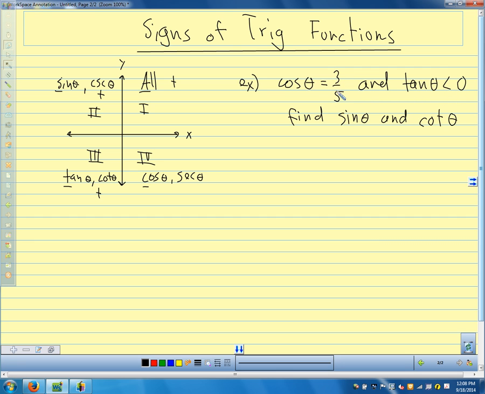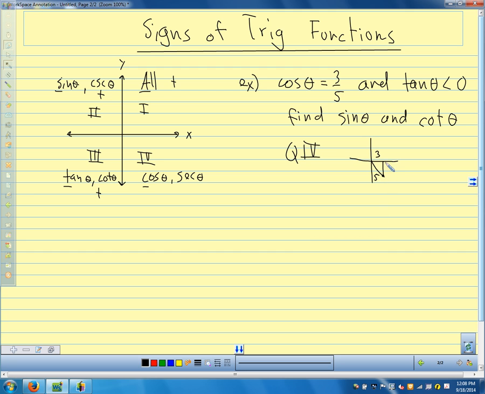We know that the cosine is 3/5 and the tangent is less than 0. So if our cosine is positive and our tangent is negative, what quadrant does that have to put us in? 4. So we're in quadrant 4. So now I can draw my little picture. Cosine is 3/5. We're in the fourth quadrant, so we're down here somewhere. Remember that cosine is x over r. So this is 3, and this is 5.